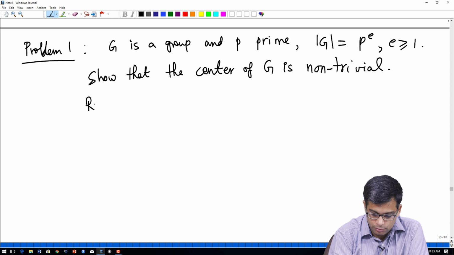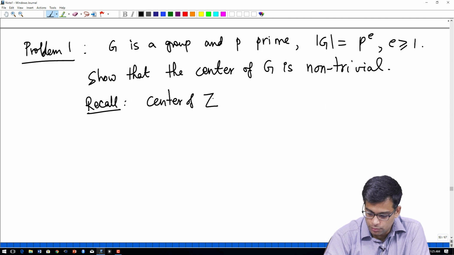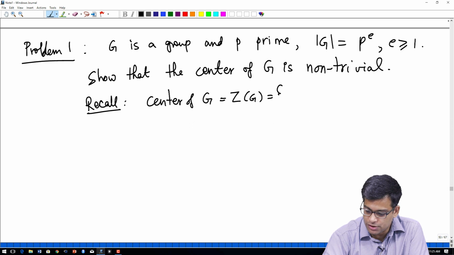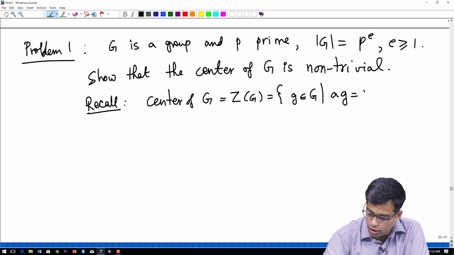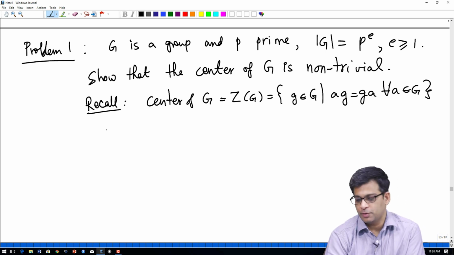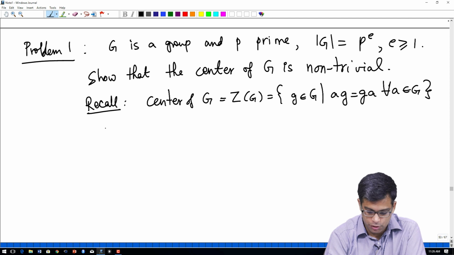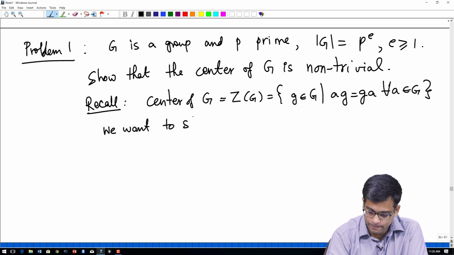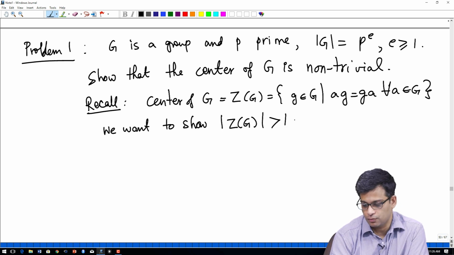So, recall the center of G, it is denoted by Z(G), is all elements of G which commute with all other elements. So, the problem is asking us to show it is non-trivial. So, we want to show the order of Z(G) is at least 2.